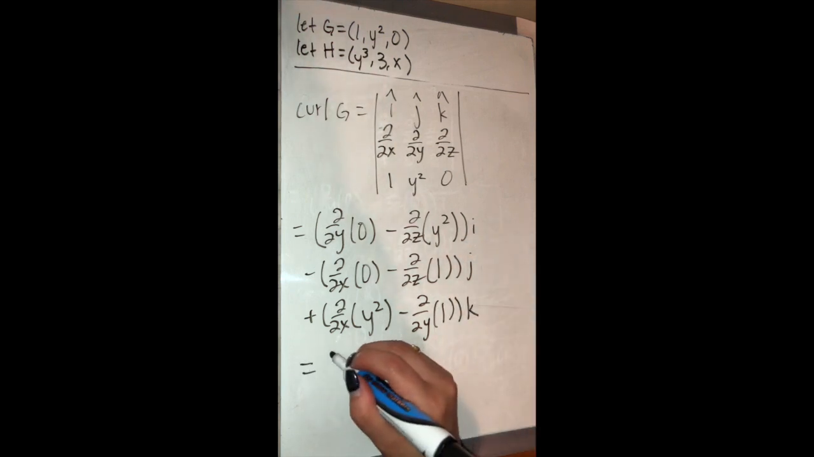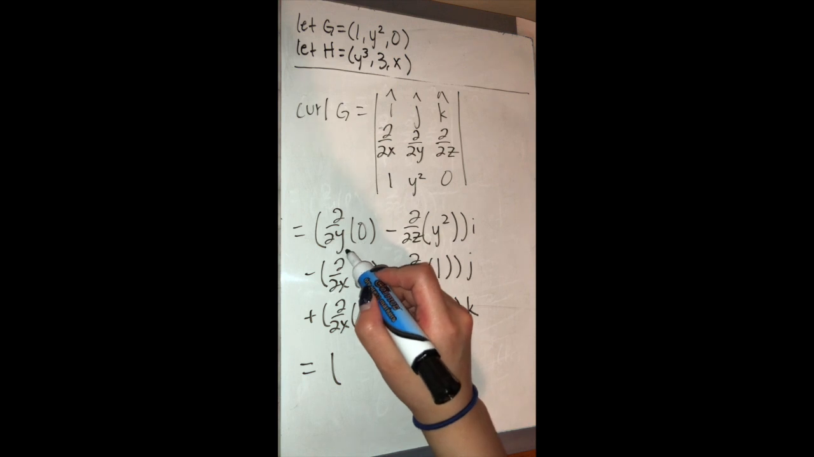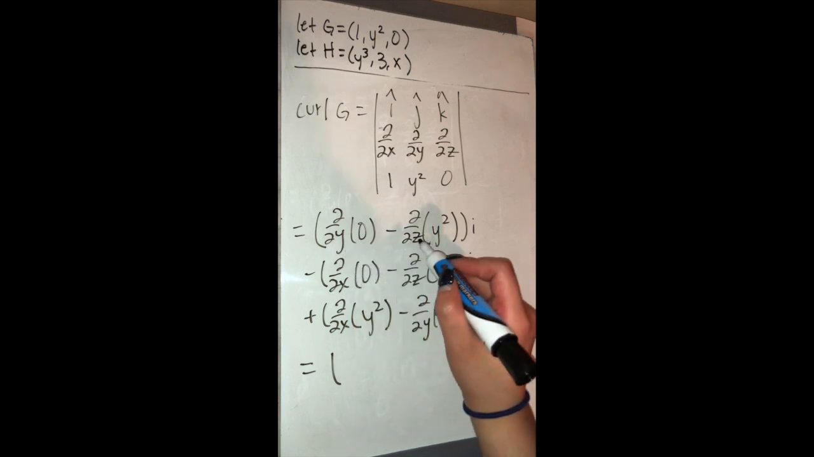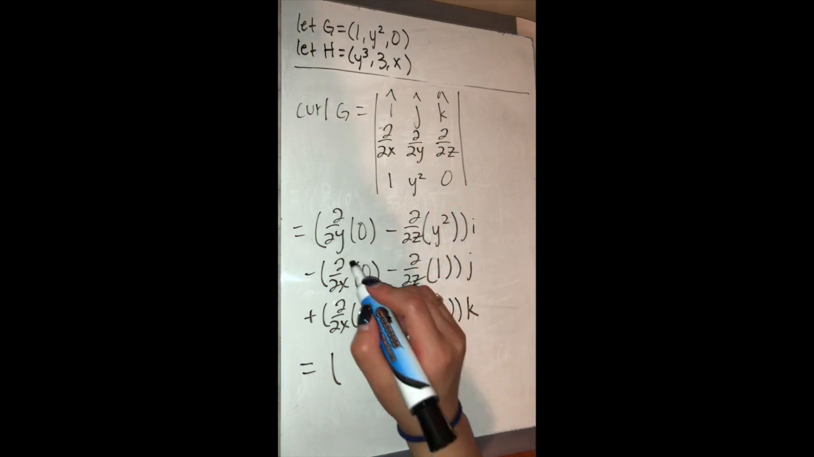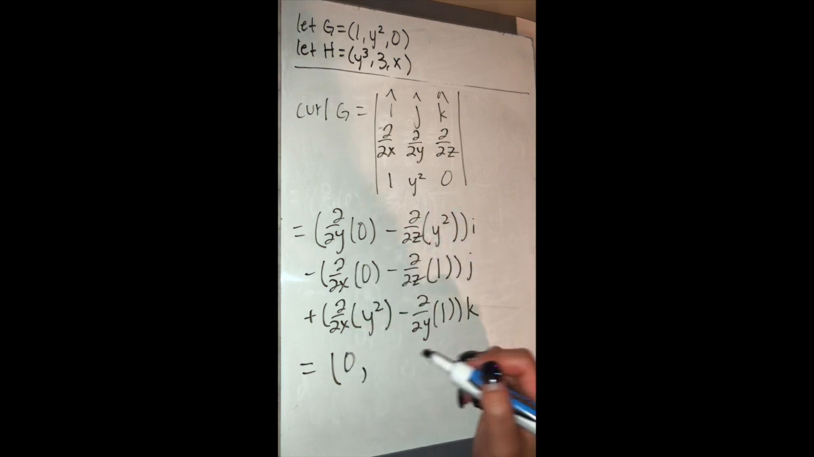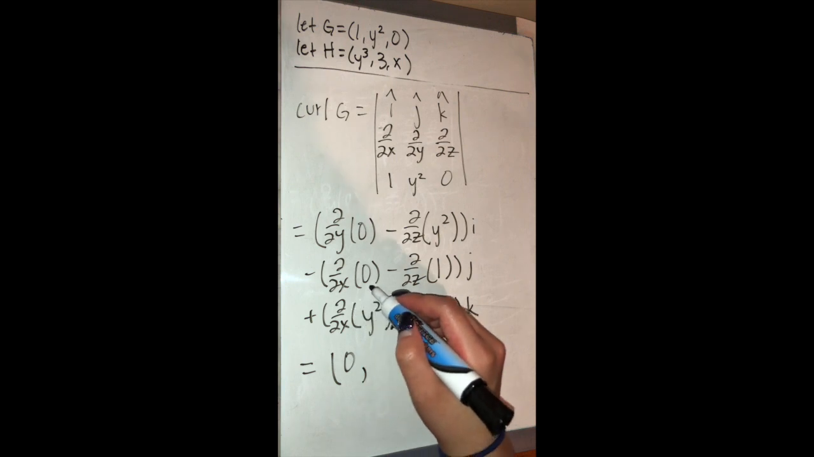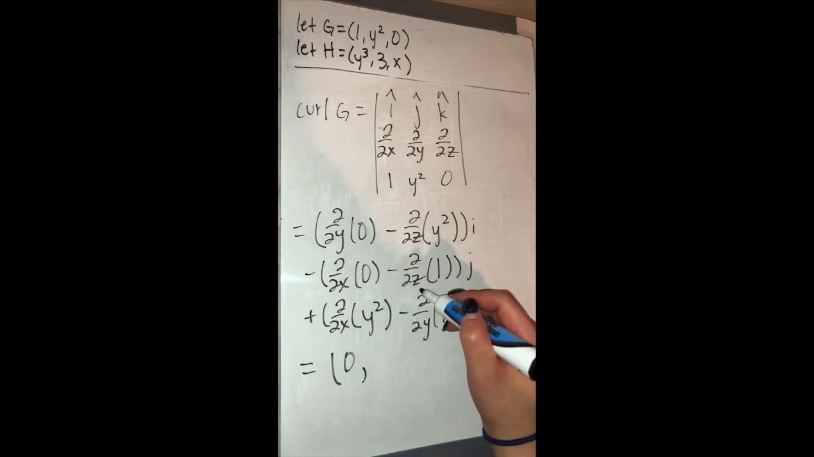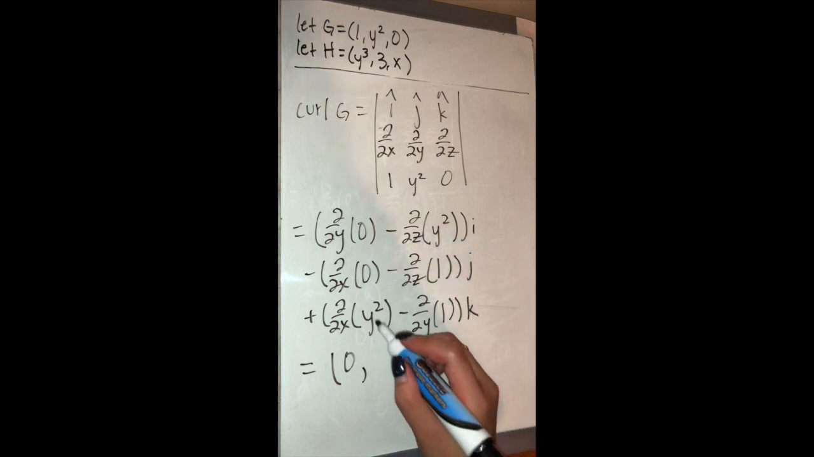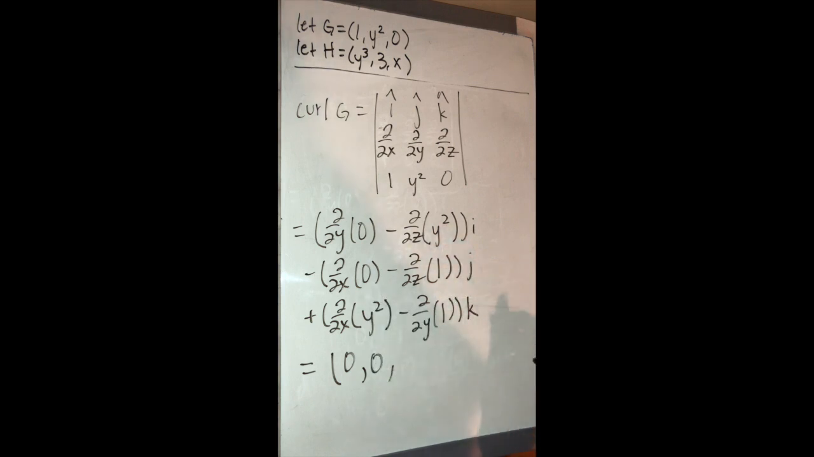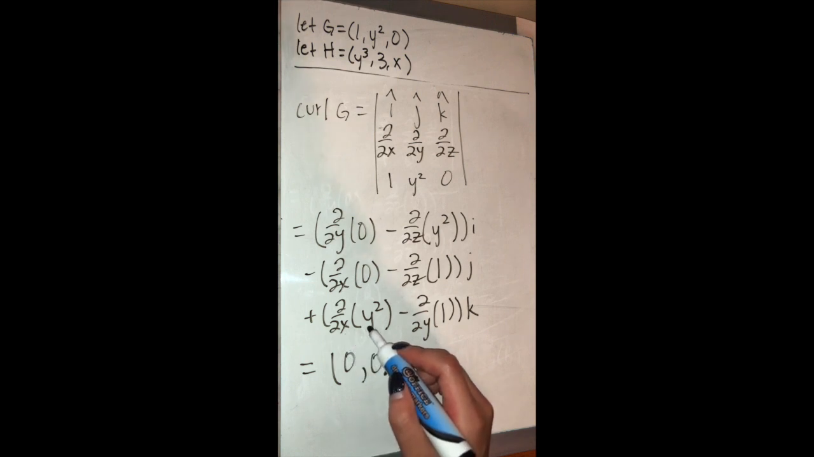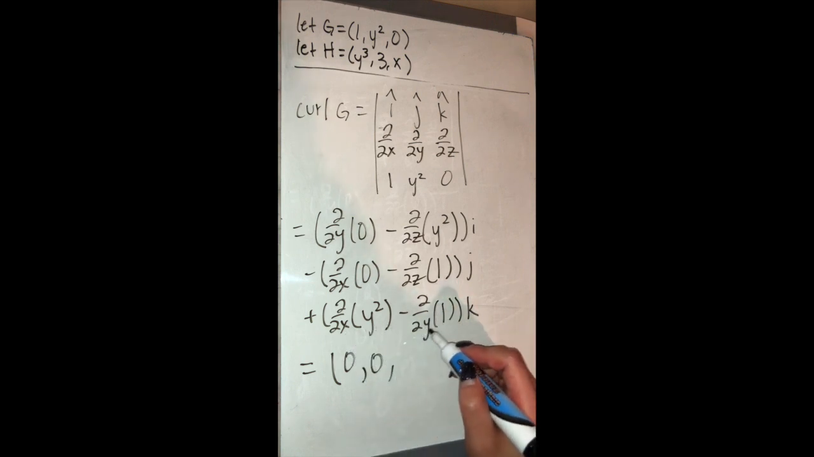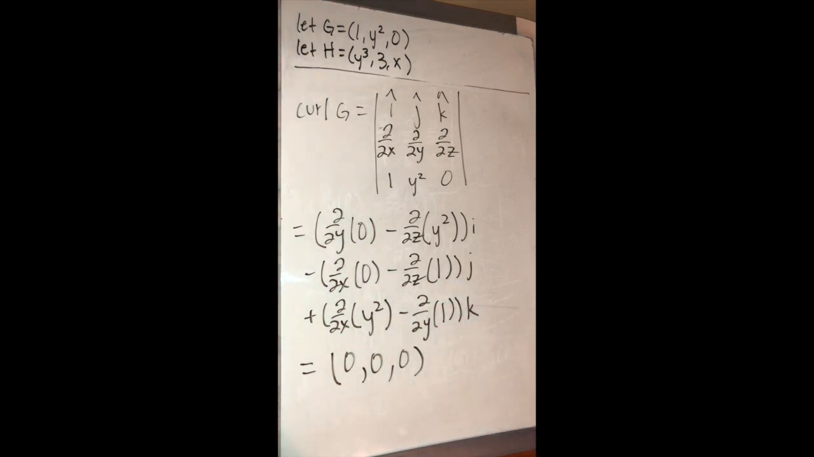When you simplify it, for the I component, partial with respect to y of 0 is 0, minus partial with respect to z of y squared is 0. So 0 minus 0 is 0. Partial with respect to x of 0 minus partial with respect to z of 1 is 0. 0 minus 0 is 0. And lastly, partial with respect to x of y squared is 0, minus partial with respect to y of 1 is also 0. So G is irrotational.